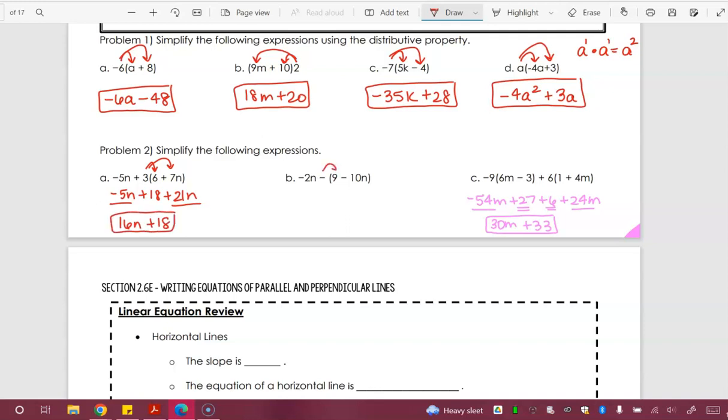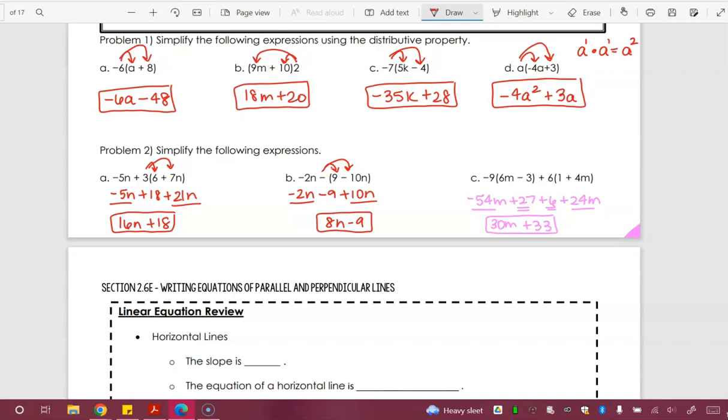I've got the subtraction, I've got to distribute. So the negative 2n stays the same, but now this is going to be minus n plus 10n. Combine like terms. And there's my final answer. See, you can try by yourself and make sure you get the same thing as I did.